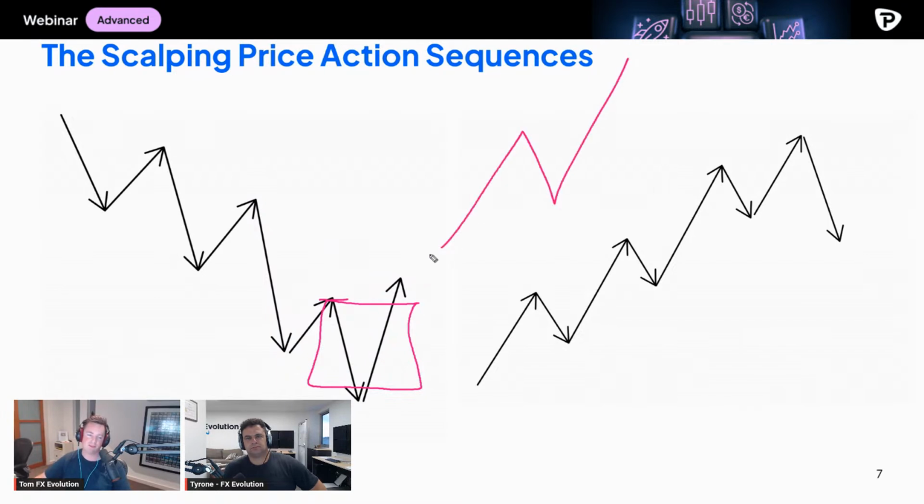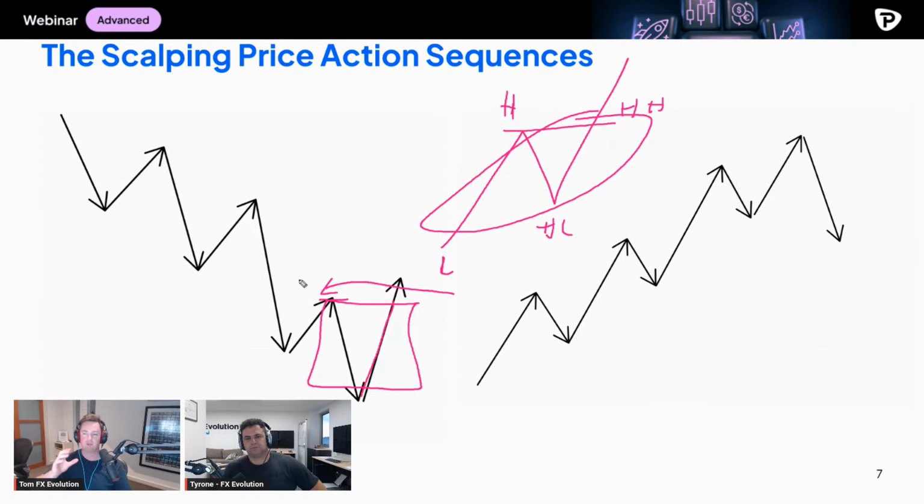Tyrone and I talk a lot about the lightning bolt. The lightning bolt definitely does start new trends. So obviously there's a low here, there's a higher low, and then we get a higher high. But what's important is that a lightning bolt also has to break the previous structure. So you've got to think about it twofold.